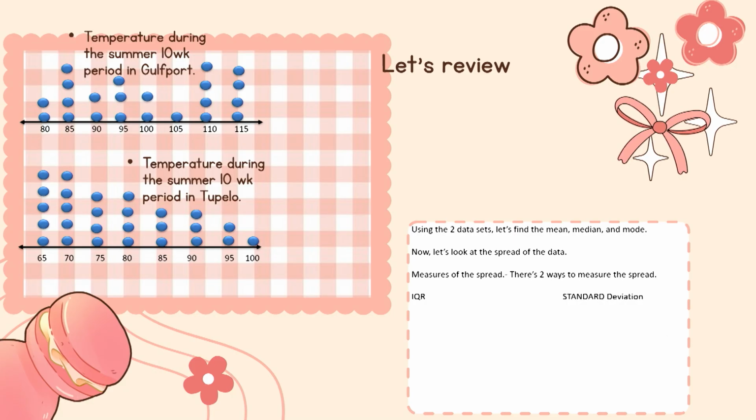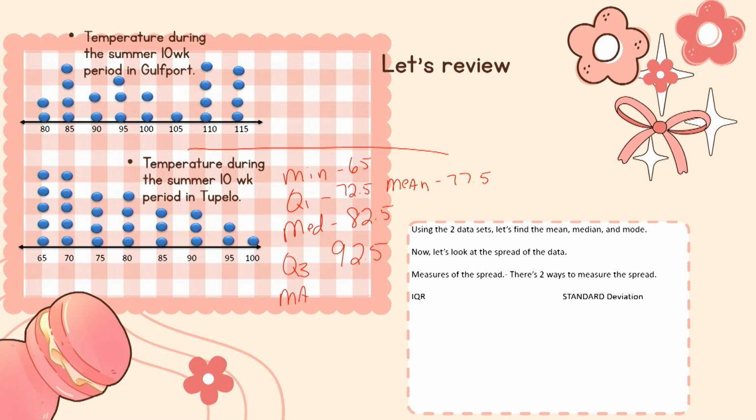So we had our mean for Tupelo at 77.5. We had our min at 65, our Q1 at 72.5. We had our median at 82.5. We had our Q3 at 92.5 and our max at 100.